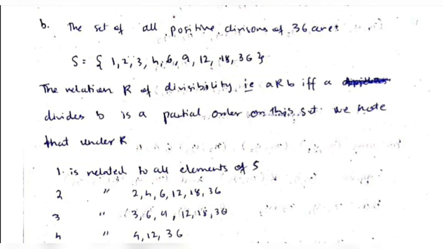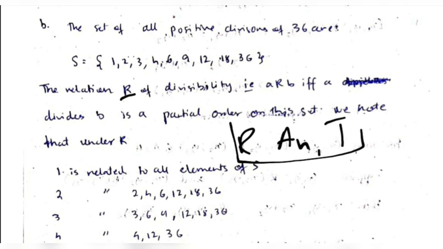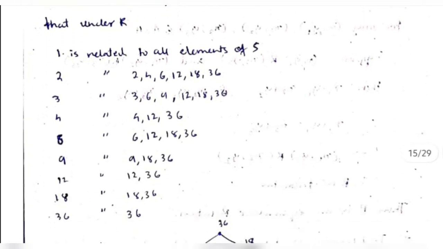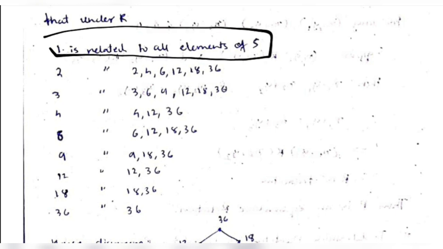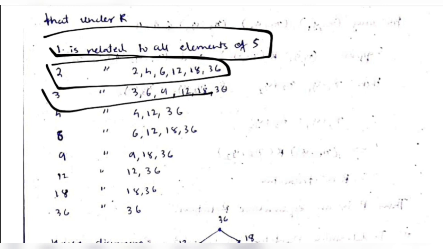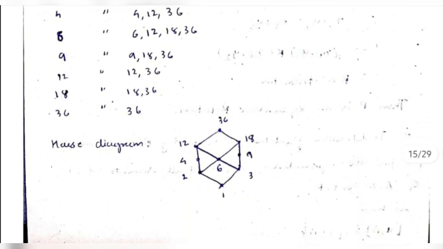Partial order means that the relation R should be reflexive, antisymmetric and transitive. If these three conditions are satisfied on the relation, then it's a partial order. After knowing that it's a partial order, what we have to do? We have to find out the elements which are related. Since there are many elements, we have to write in this way, and we'll get the relations between the elements, and after that we'll make the Hasse diagram.